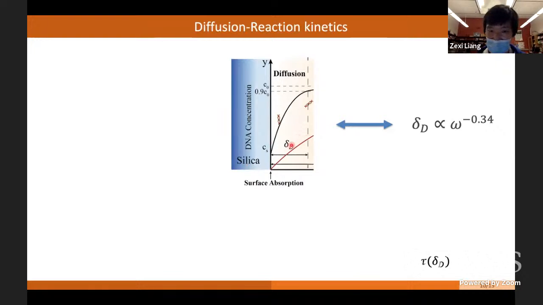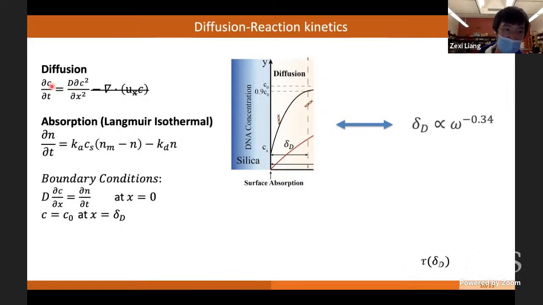So we know that delta D decreases as the rotation speed omega increases. And we also know that because of the no-slip boundary condition, within this narrow range, the flow rate is very low and can be negligible compared with the large concentration gradient. So for the diffusion, we only consider the diffusion-driven term, not the convection term. And then we solve the diffusion equation and the absorption equation from a Langmuir isotherm.